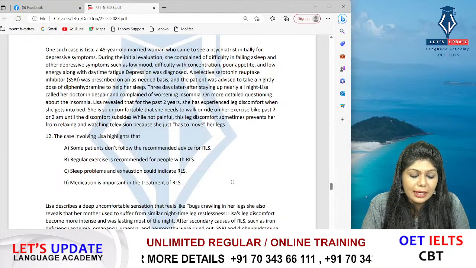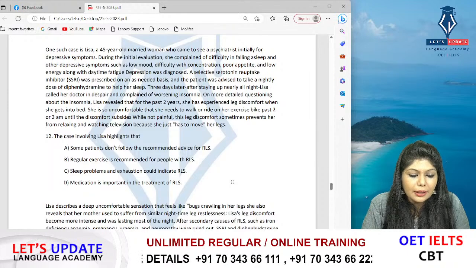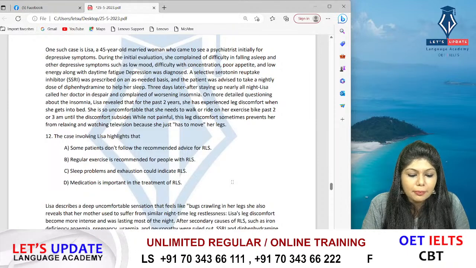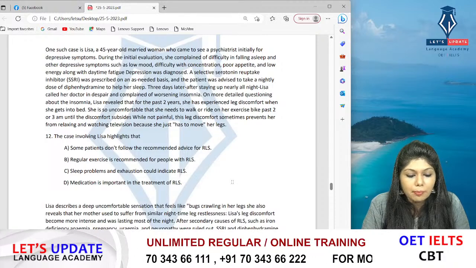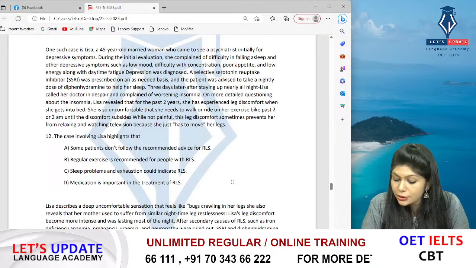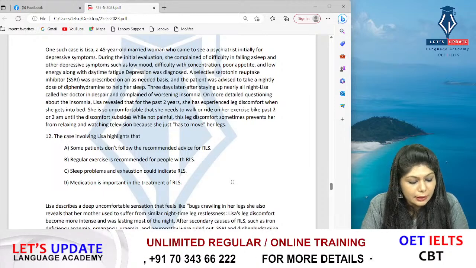A. Some patients don't follow the recommended advice for RLS. B. Regular exercise is recommended for people with RLS. C. Sleep problems and exhaustion could indicate RLS. D. Medication is important in the treatment of RLS. Okay. So, what do you think is the most appropriate answer?